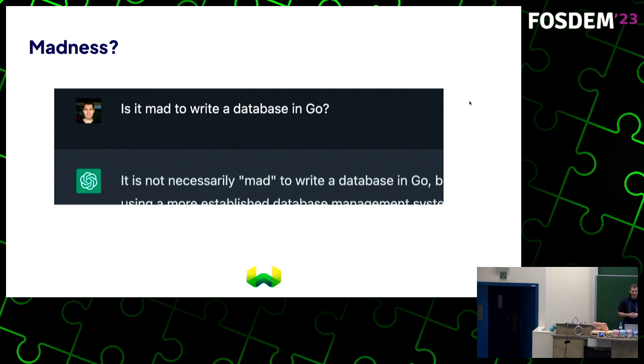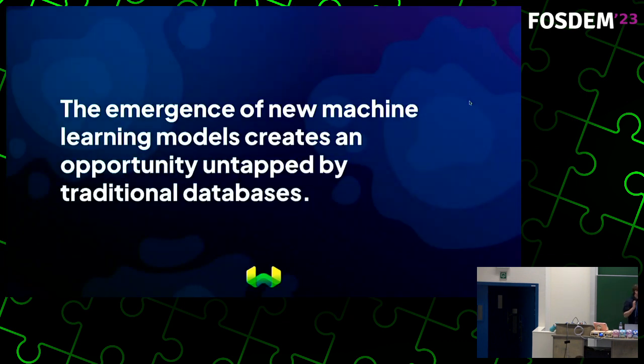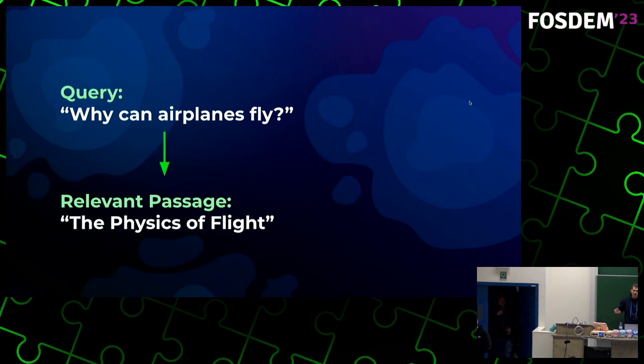And so in this case, we're asking it, is it mad to write a database? And in Go, I might disagree with that. But either way, we're now in a situation where on the one hand, we have these machine learning models that can do all the cool stuff interactively and on the fly. And on the other side, we have traditional databases. And those traditional databases have the facts, because that's kind of what databases are for, right? So wouldn't it be cool if we could somehow combine those two?